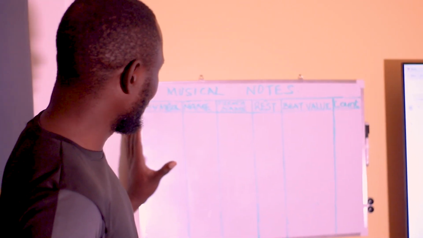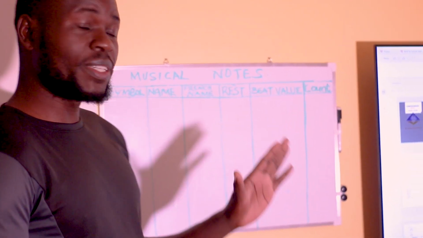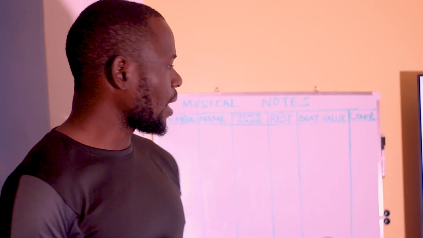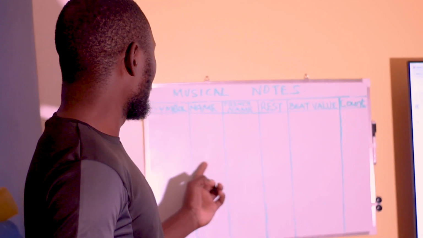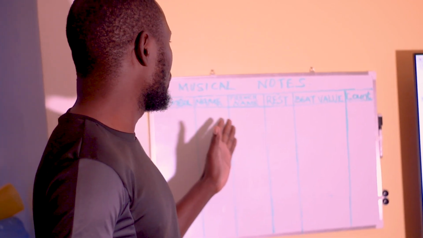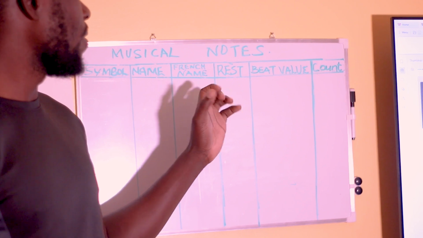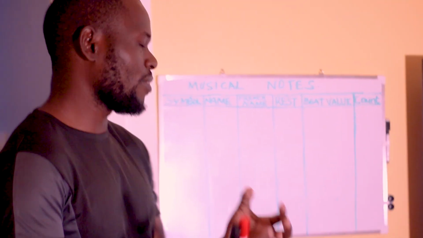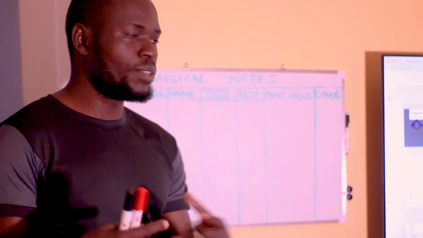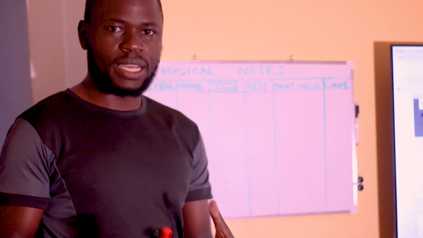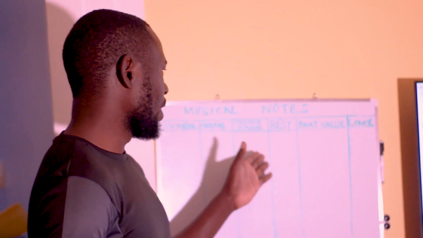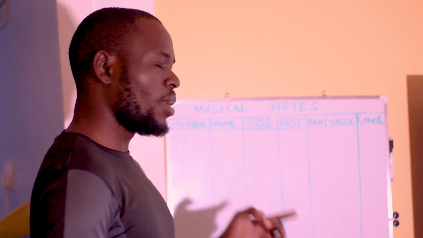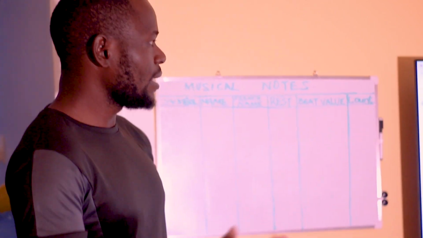Today is a musical lesson, and mostly this lesson is going to cover musical notes. We are going to look at musical notes and their value. We shall start with the name, symbol, French name, rest, beat value, then the count of the beats. We need to get the difference between beat value and the count. Then we have the French names, the rest, the English name of the note, and the symbol of the beat. So let's start.